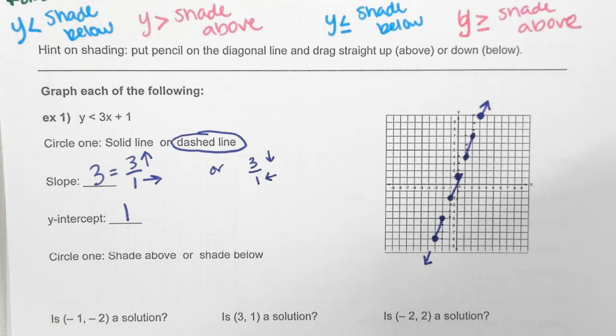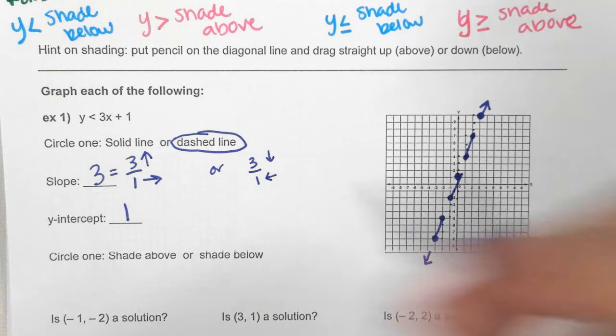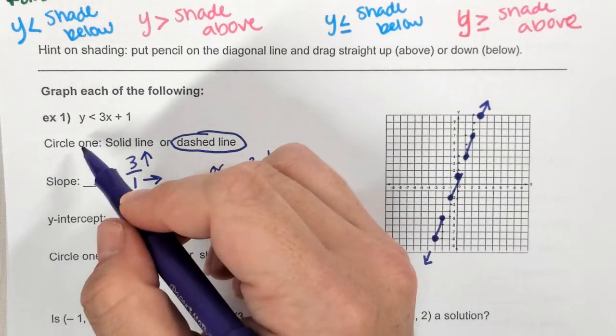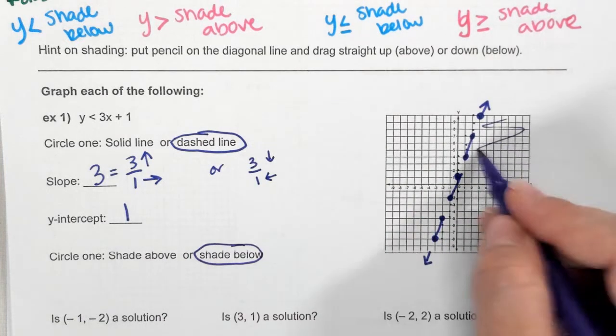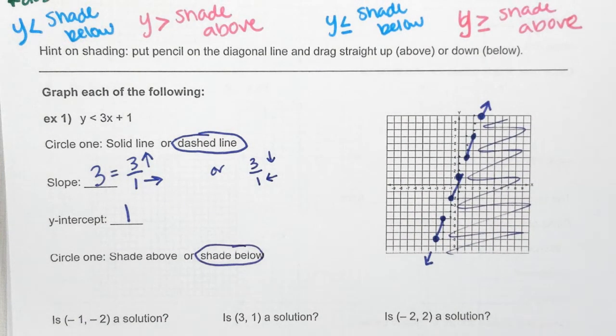So are we going to shade above or below with y is less? If something's less than you, y is alone. Y is less. If something's less than you, that's below you. Your shading does not have to be perfect. You don't get extra points if it's beautiful. As long as I know where you're shading, I'm happy.